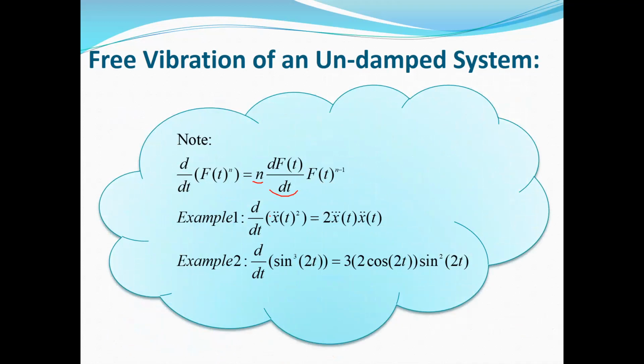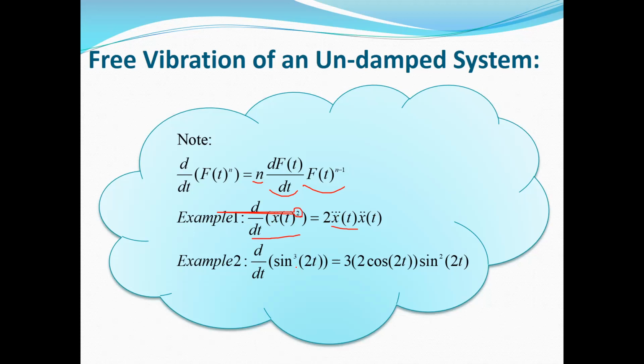So for example, here is another example. We have the derivative of x double dot squared with respect to time, which is equal to 2 times x triple dot, which in fact is df/dt, times x double dot, which is f(t) to the power of n minus 1, because here n is equal to 2 and there is no coefficient. So here we only have 2 times x triple dot times x double dot.